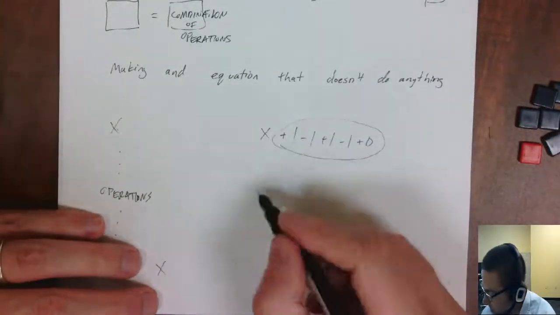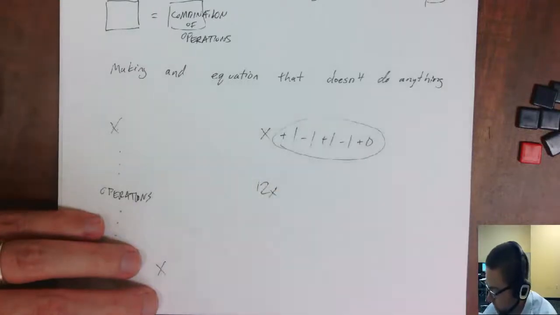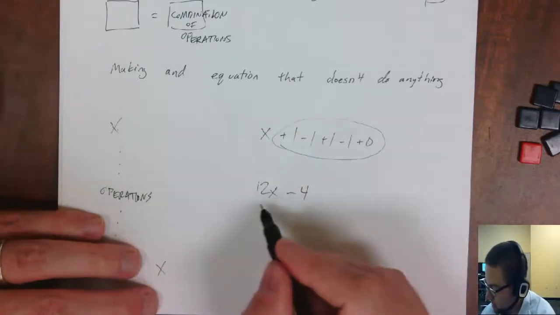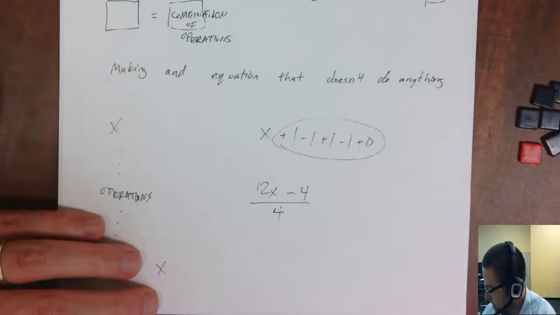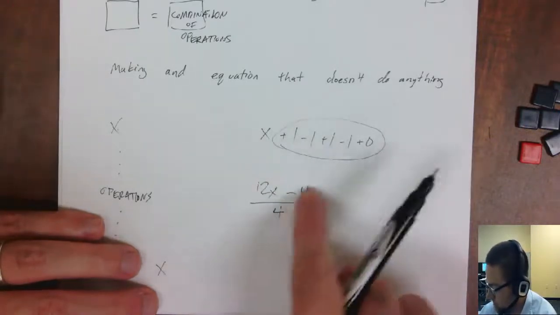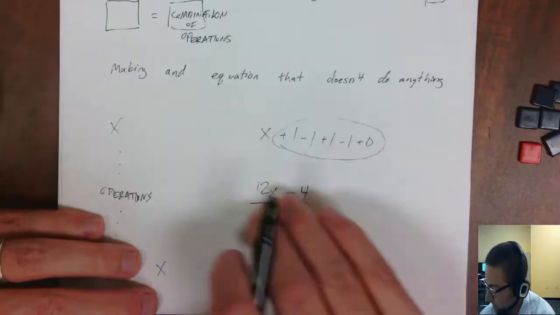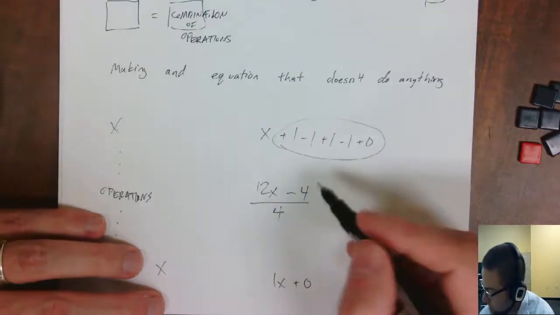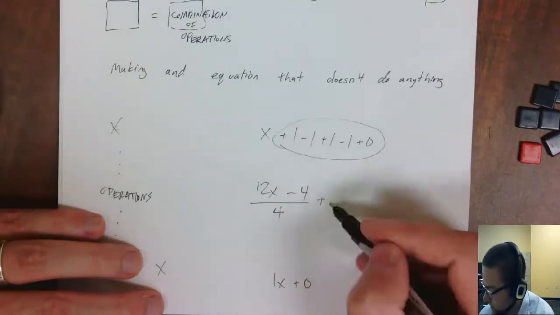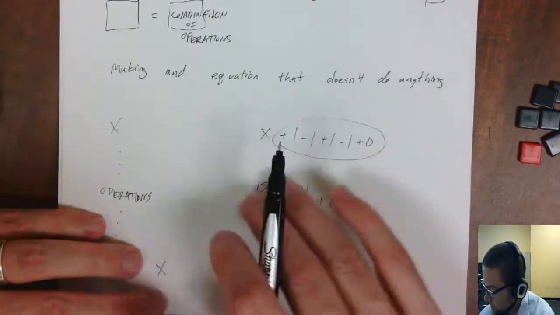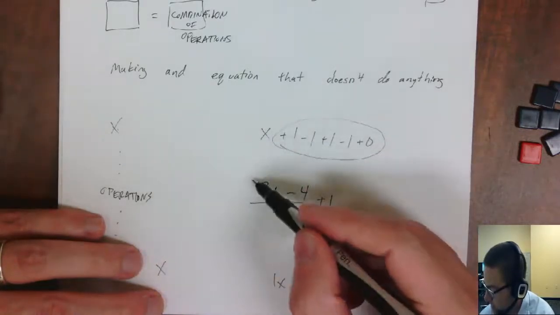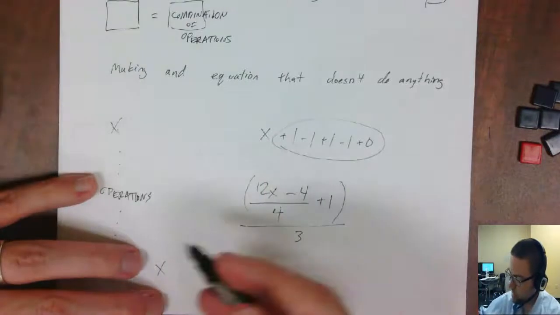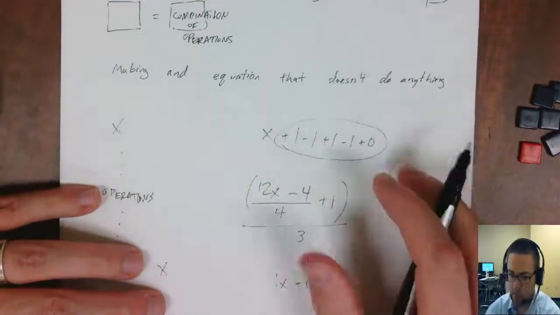So how about we take a number, we multiply it by 12, and then we will take away 4, and then let's divide that by 4. So this would be 3x minus 1, but we want to make sure we get rid of everything. We want to get back to just 1x plus 0. So we want to add 1 to it because we're going to take away 1. And then we'd be just left with 3x. So how about we divide this whole thing by 3. So we did 5 operations, and this is all equal to just x.